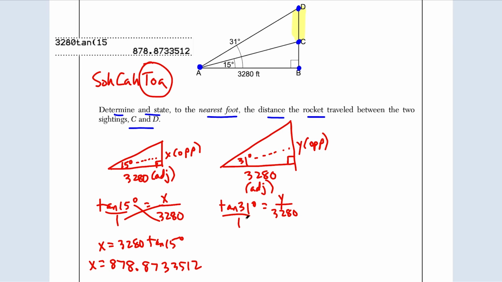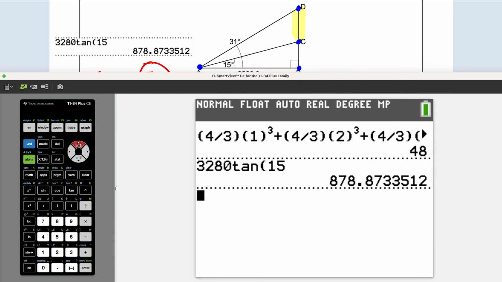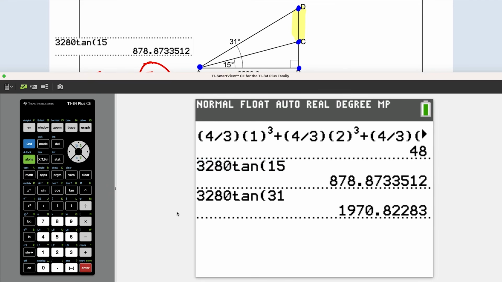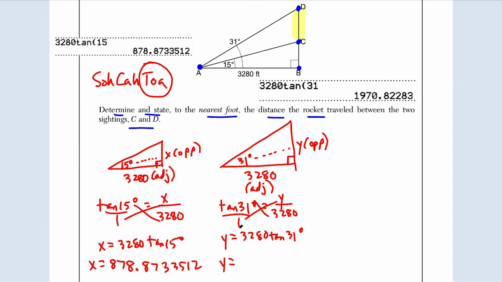So now same technique, we're going to cross multiply. And now the second time around, we're going to have y equals, and we have 3,280 times tangent of 31 degrees. So just to save time, I'm going to go up to this and press enter, and I'm just going to change the angle here to 31. So now for our second side, we have this value. So y is equal to, and we'll write a few decimal places. We have 1970 point, we have 82283.